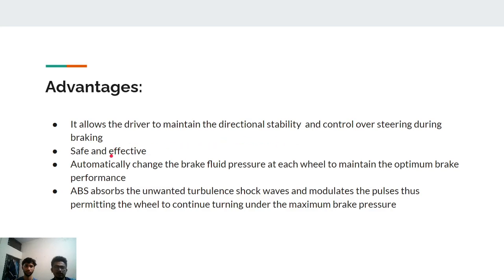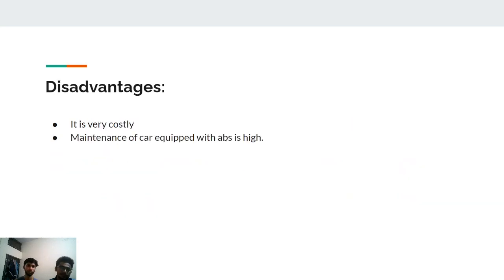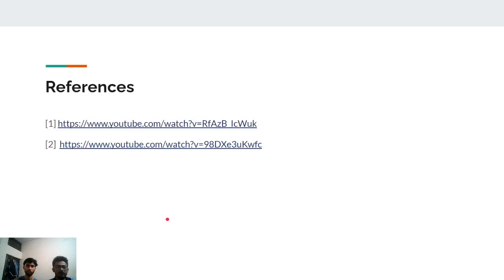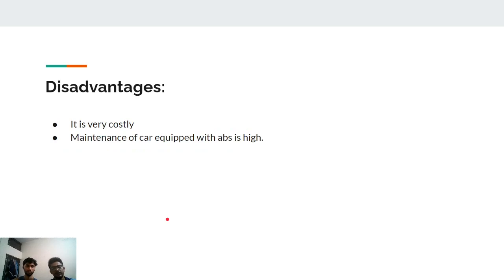ABS is safe and effective, and it automatically changes the brake fluid pressure, as we discussed in our working principle, so that it can maintain optimal brake performance under each wheel. ABS absorbs the unwanted turbulence shock waves and modulates the pulses, thus permitting the wheel to continue turning under maximum brake pressure. It has several disadvantages. It is very costly, and maintenance is required. But if ABS doesn't work, let's say the ECU fails, then in that case it can work as a normal braking system. So that is helpful.